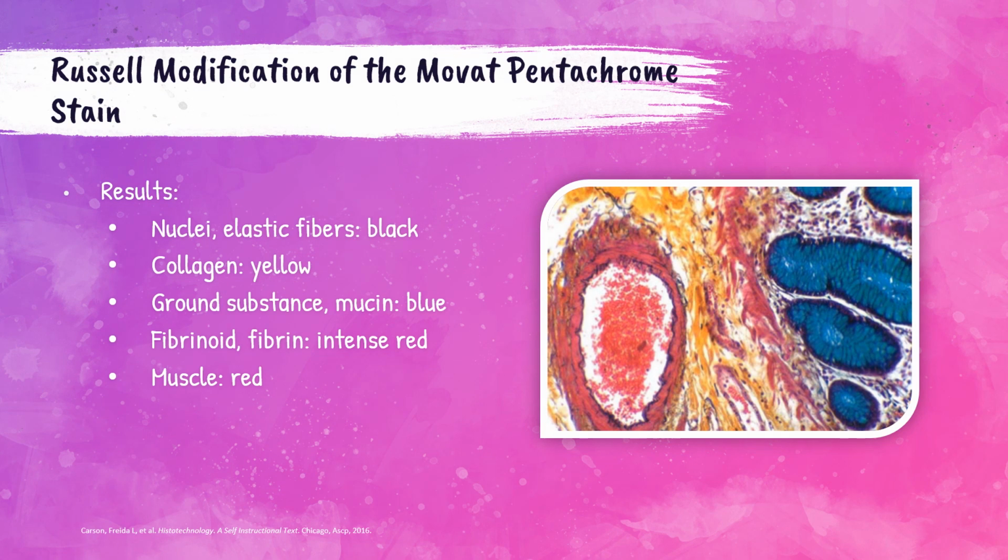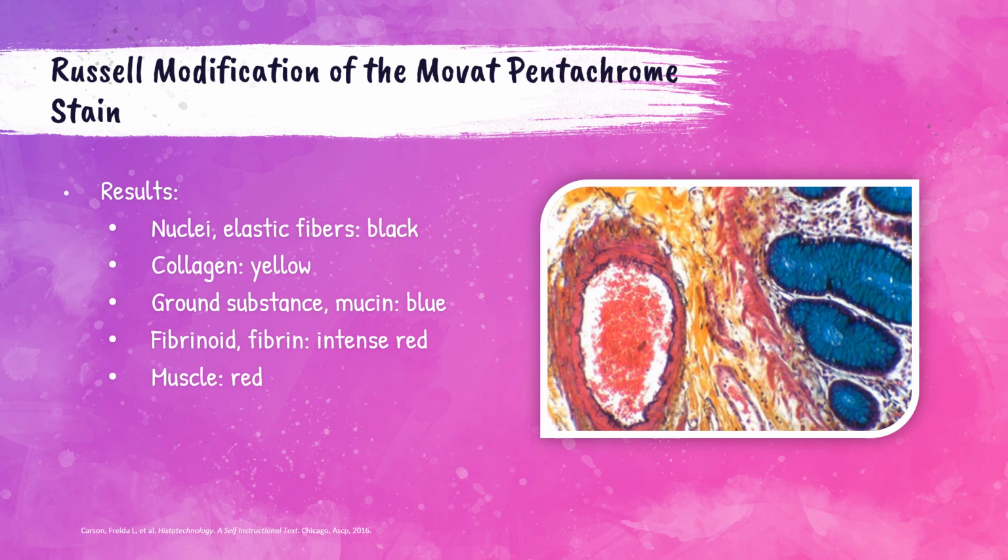After being stained with the Russell modification of the Movat pentachrome technique, both nuclei and elastic fibers in the tissue will be black in color. Collagen will be yellow. Ground substance and mucin will be blue in color. Fibrinoid and fibrin will be an intense red color, and muscle will be a regular red color.